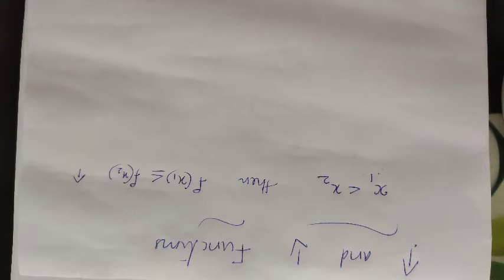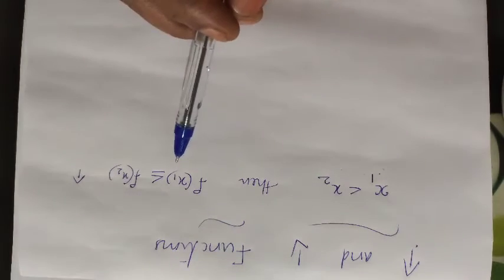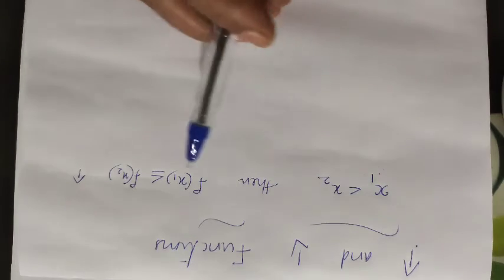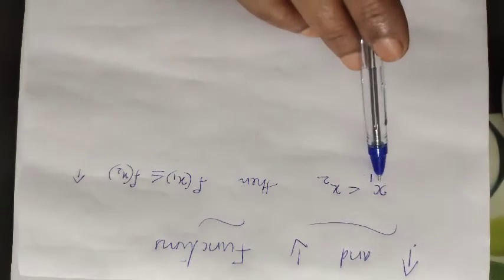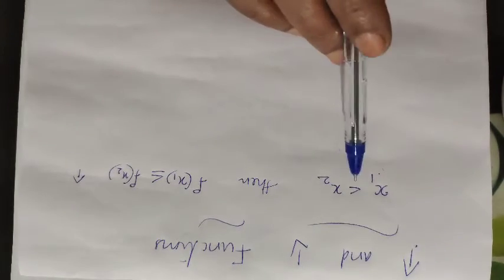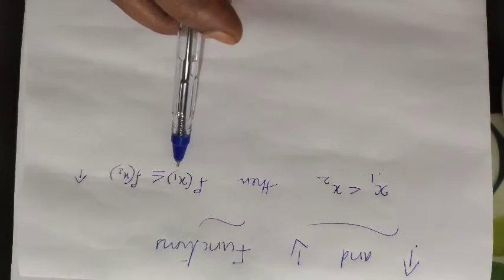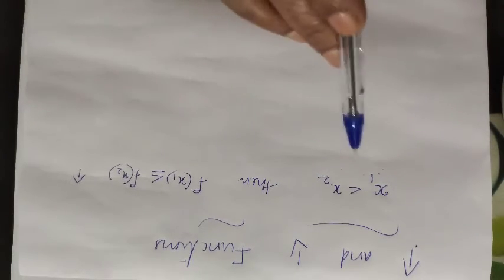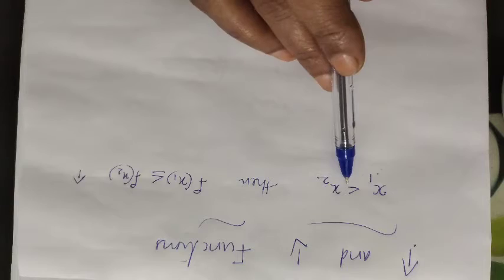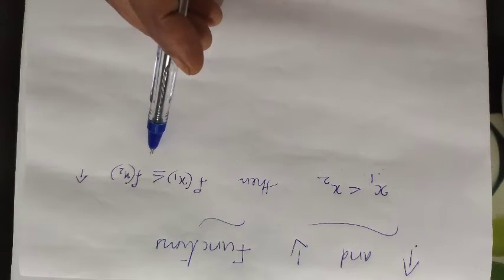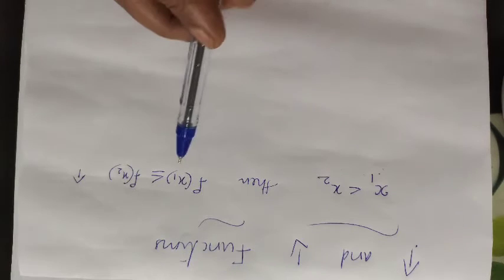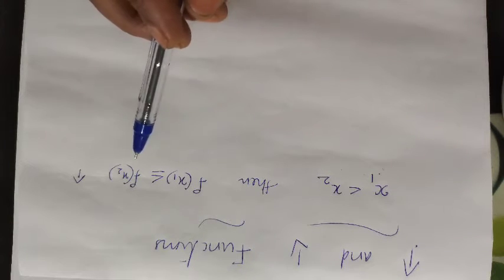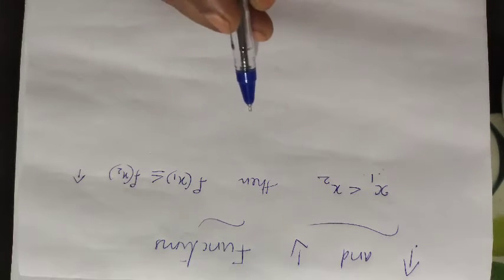The function increasing means both x and the image f of x have the same change. And here x1 is less than x2 and its image f of x1 is also less than or equal to f of x2. The same change. Increasing means the same change, not the inequality greater than. Okay, if x1 is greater than x2, then f of x1 is greater than or equal to f of x2. The same change means increasing.